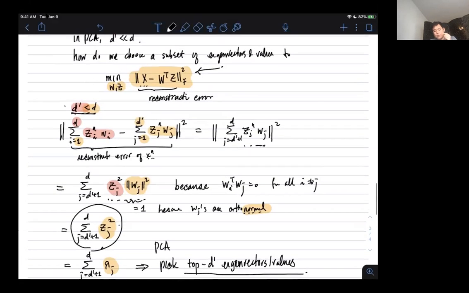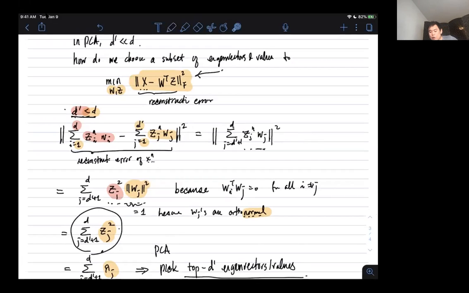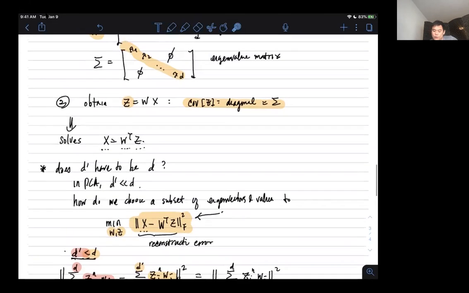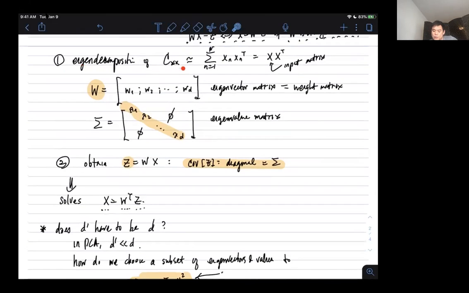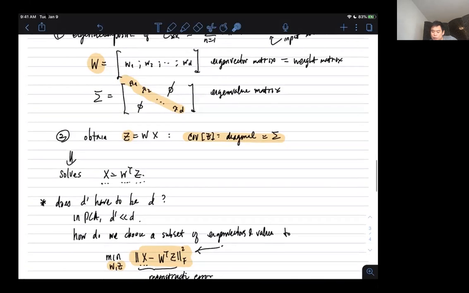And then the minimization corresponds to minimizing this reconstruction error as well. So that's why in PCA, the process in fact involves a third step. First, we solve the eigen decomposition of this covariance matrix, or the scaled covariance matrix, and then we obtain the code vector using this weight matrix that we have obtained. But then what we don't want is to use all of this, but use only the top D prime eigenvectors, where the top D prime is determined based on how large the associated eigenvalues are. So this is how we end up with the principal component analysis.